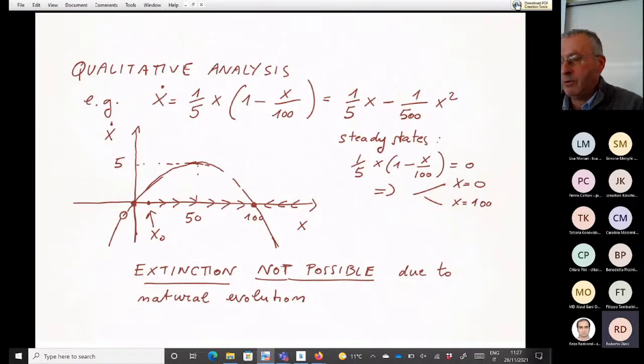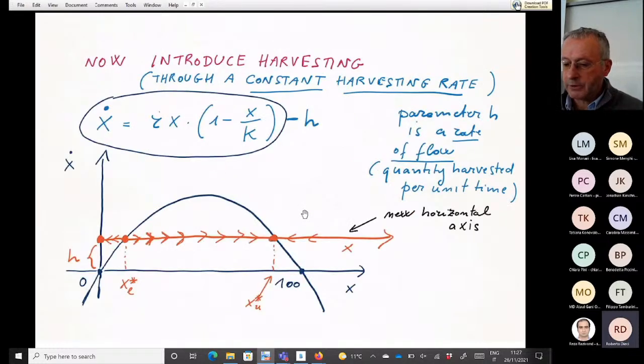Now, suppose that you introduce a constant harvesting rate. Harvesting rate means amount harvested per unit time. So basically, you just have to modify the original equation by introducing H, which is the harvesting rate, amount harvested per unit time. So x dot is equal to Rx times 1 minus x over K, and then minus H. H is interpreted as a flow, a rate of flow, quantity harvested per unit time.